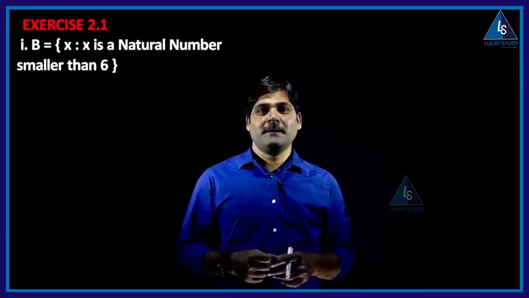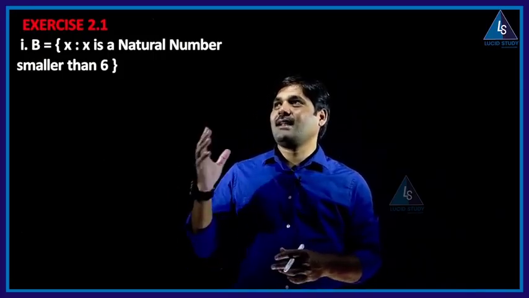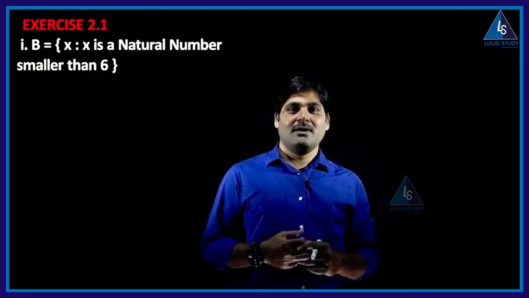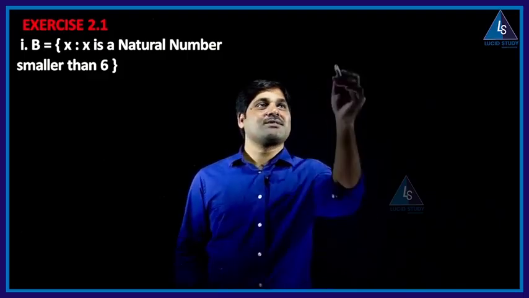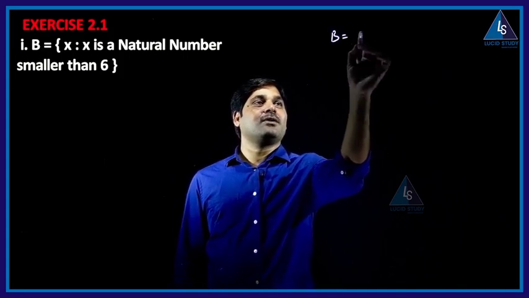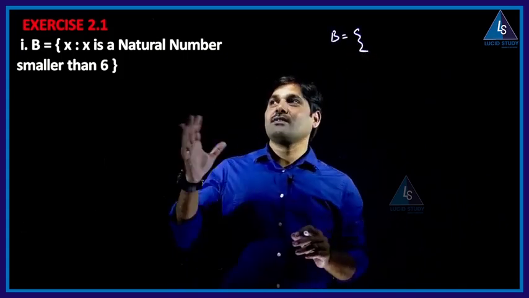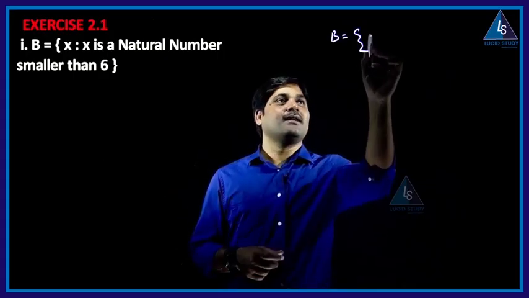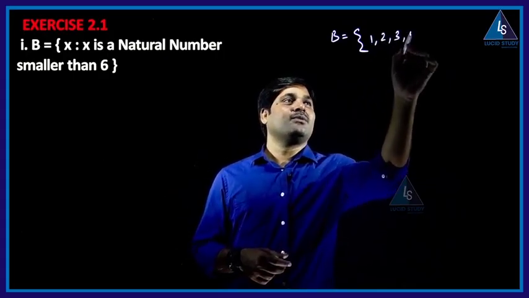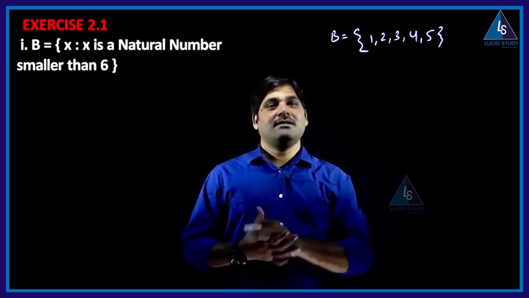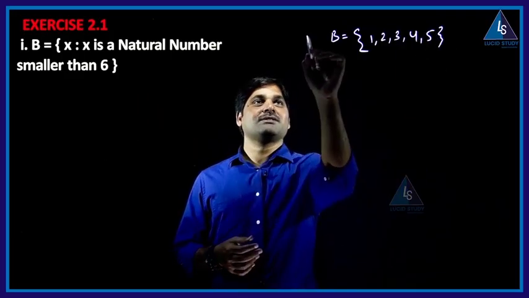See the first question. B is equal to {x such that x is a number which is less than 6}. We need to write that in roster form. What are the elements that should be in B? Those are the numbers less than 6. So 1, 2, 3, 4, 5. Set builder form is given, and I wrote it in roster form. Okay, this is the first question.